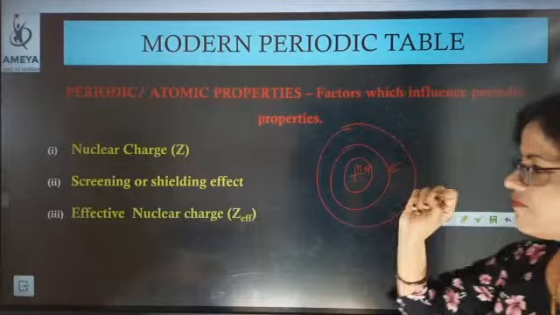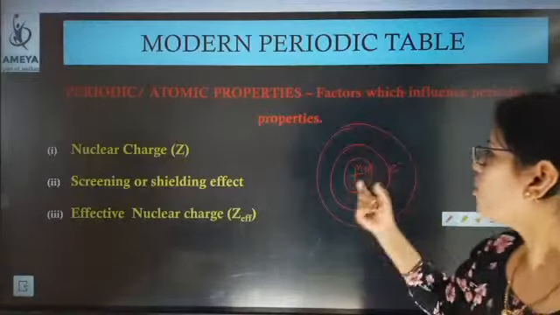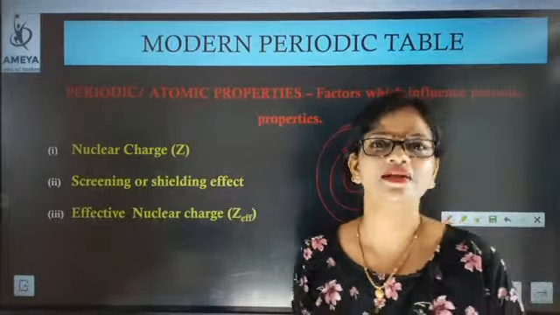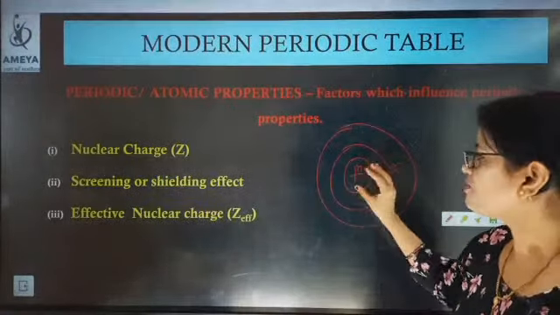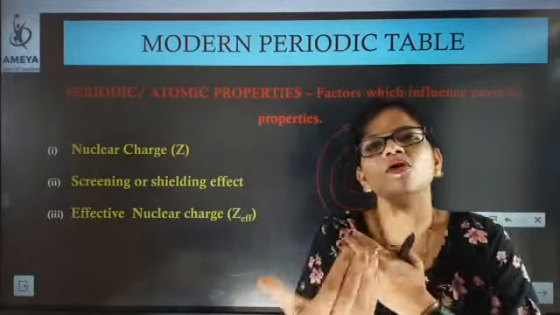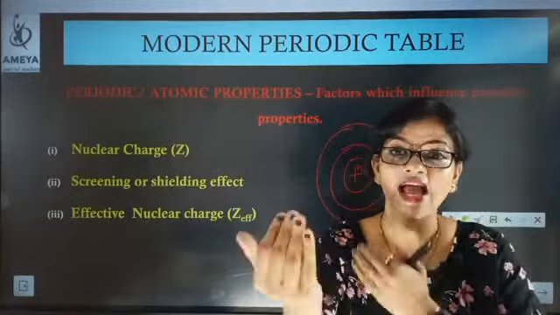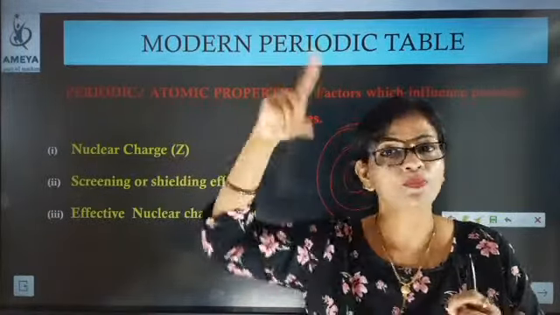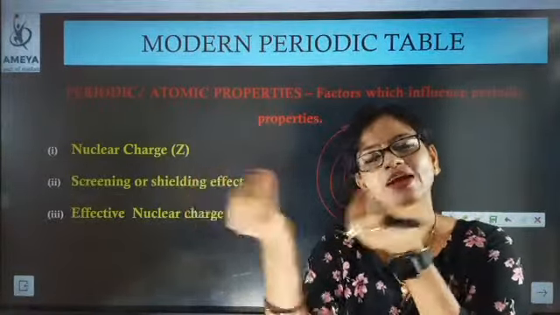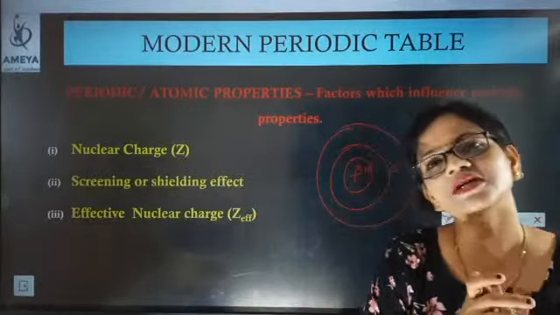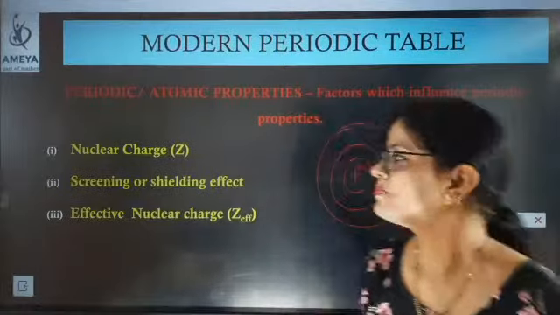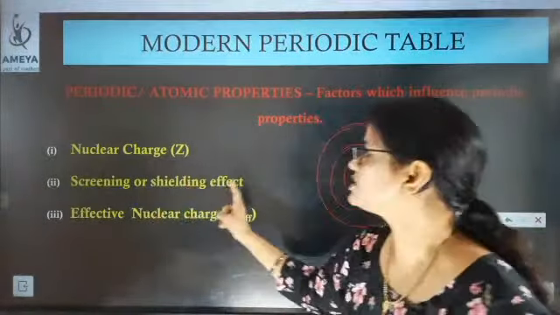I am asking a very important point here: what is called nuclear charge? Here you have to understand that the protons and neutrons present inside and the electrons present outside have some type of attractive force. The proton present inside and the electron present outside put some attraction on each other. That can be considered as nuclear charge. For the time being, I want you to remember it like this. Fine, so next is screening or shielding effect.